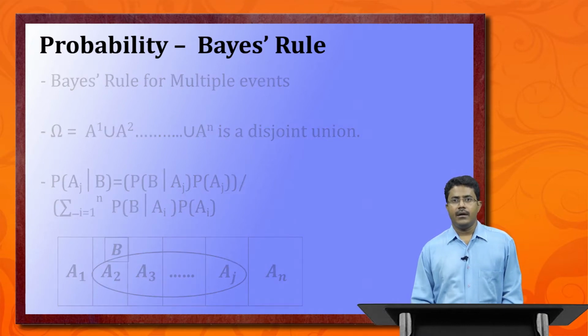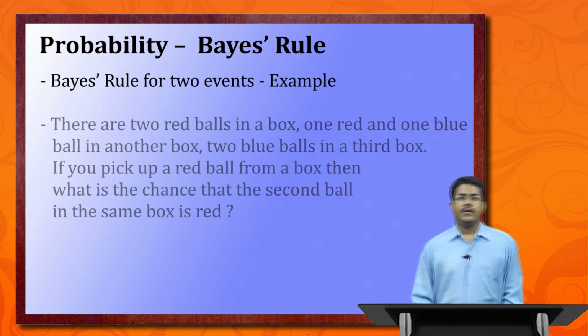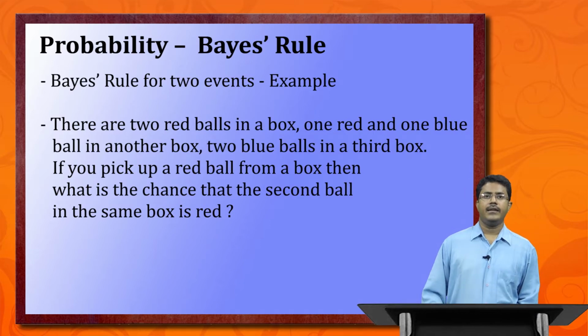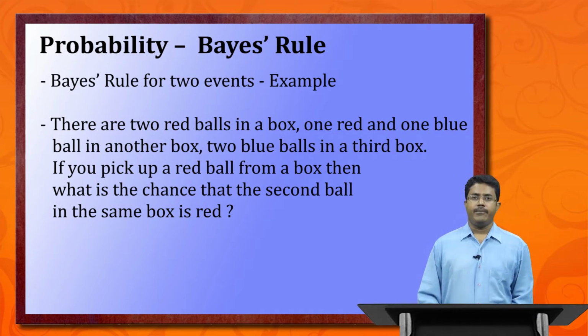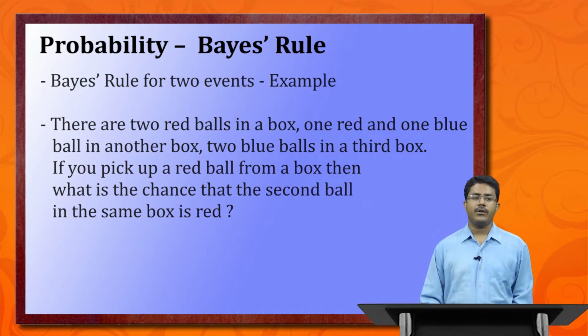So let us take an example of Bayes rule, Bayes rule for two events. There are two red balls in a box, one red ball and one blue ball in another box, and in a third box two blue balls. If we pick up a red ball from a box, then what is the chance that the second ball in the same box is red?